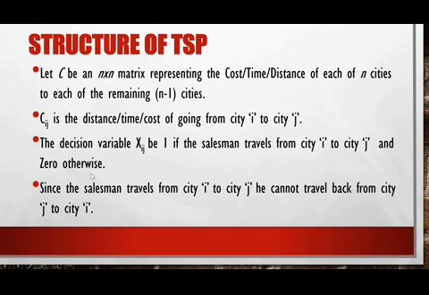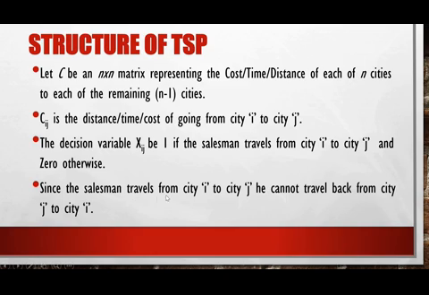Okay? Since the salesman travels from city i to city j, and we have a restriction there, he can reach the city only once. Right? So if he is going from i to j, he cannot come back from j to i because he would be visiting it for the second time. So that has to be avoided.